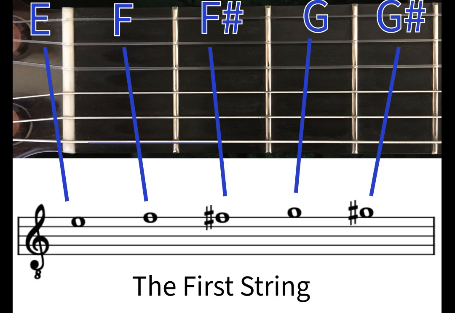F is on the 1st fret. F sharp is played on the 2nd fret. G is on the 3rd fret. And G sharp is played on the 4th fret.